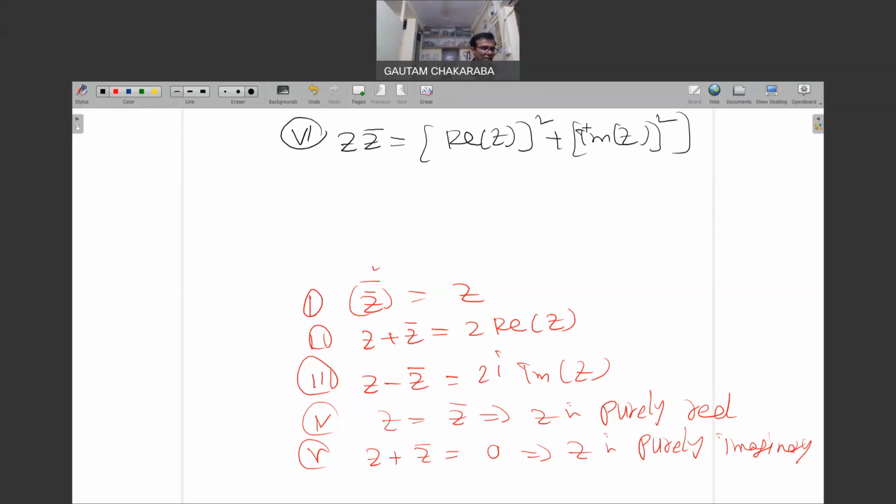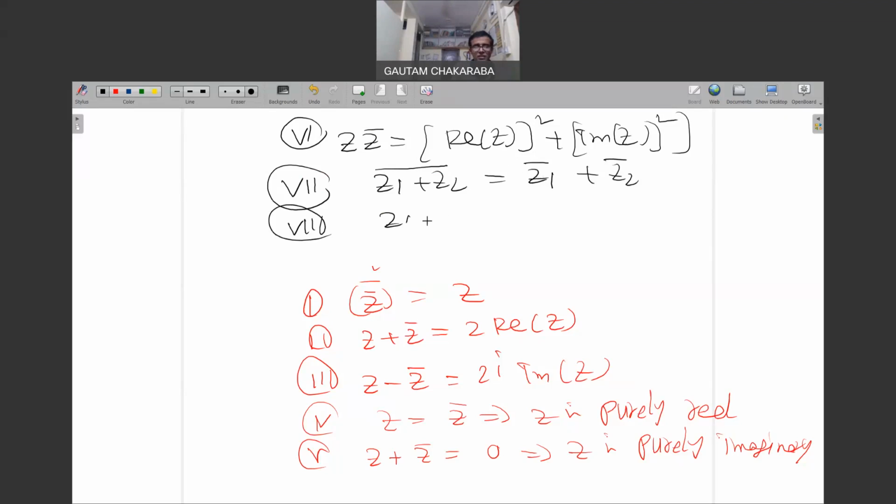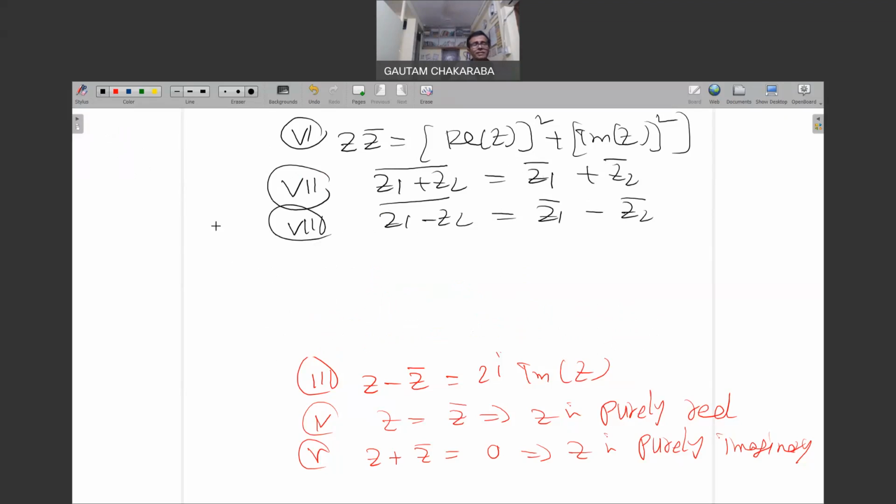Z1, Z2 complex numbers. Now again, Z1 plus Z2 whole conjugate you can write as Z1 conjugate plus Z2 conjugate. Next, Z1 minus Z2 whole conjugate is Z1 conjugate minus Z2 conjugate. Understood? Now, practice regularly. If you practice regularly, then you can write properly and you will understand better.